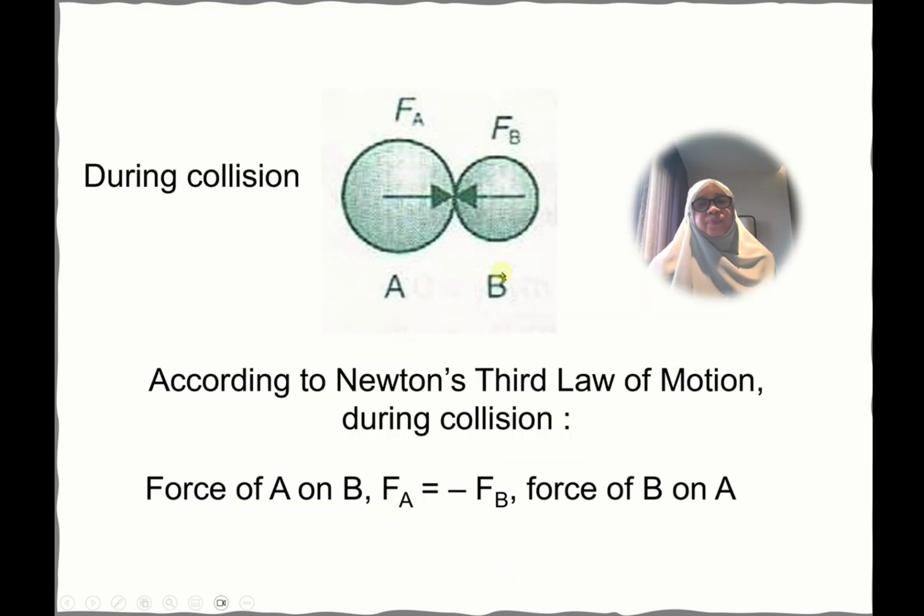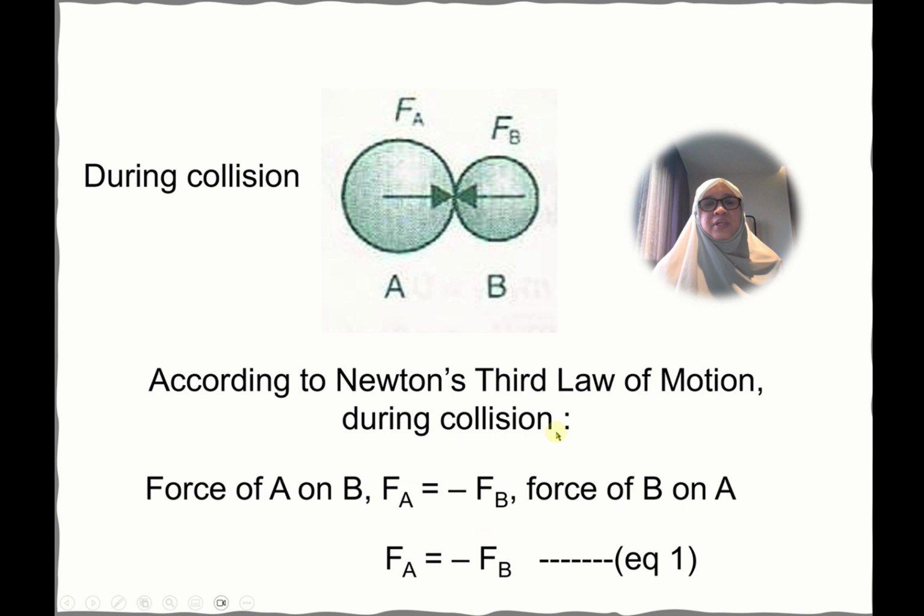Okay, so now the action-reaction forces FA and FB. According to Newton's third law of motion, during collision, the force FA equals the negative of force FB. They are action-reaction forces, so from Newton's third law they must be opposite in direction. FA is the force of A on B, and FB is the force of B on A. So they are opposite in direction. We let this be equation 1.